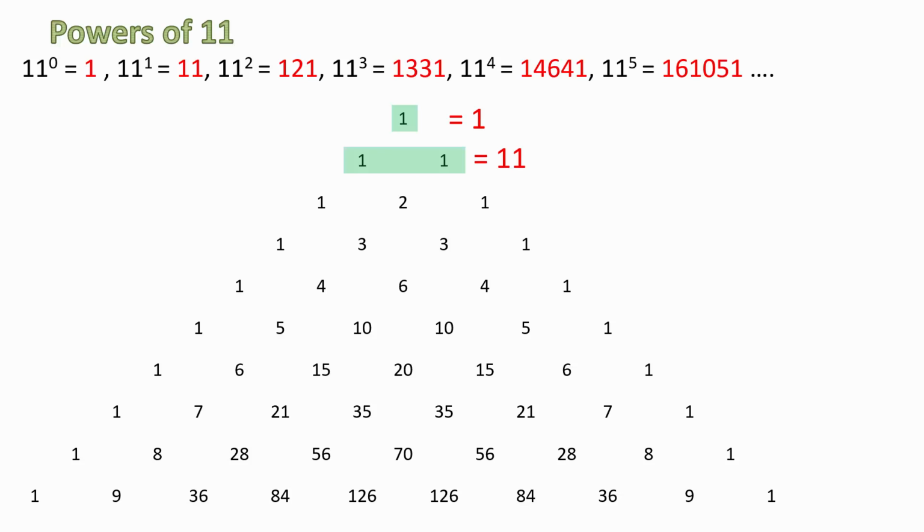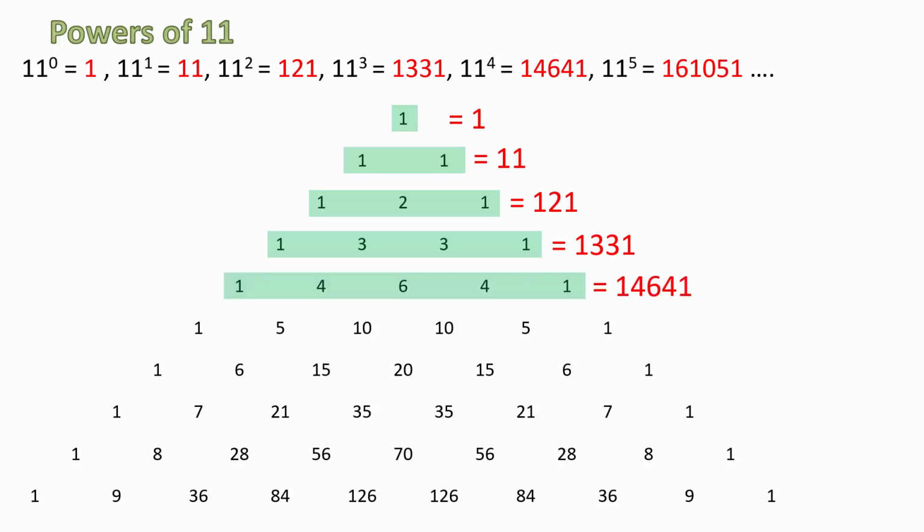For the second row, we're not taking the sum, but we're taking the combination of digits. So in the second row we have a 1 and a 1, which form the number 11. Can you see what's happening? For the next row, the digits 1, 2 and 1 form the number 121, which is the same as 11 squared, isn't it? The next row, 1331 is the same as 11 cubed, 11 to the power of 3. And for the fourth row, 14641.